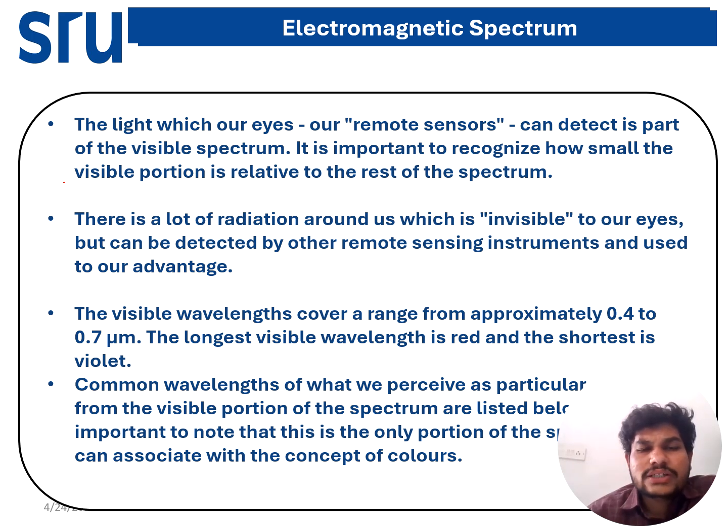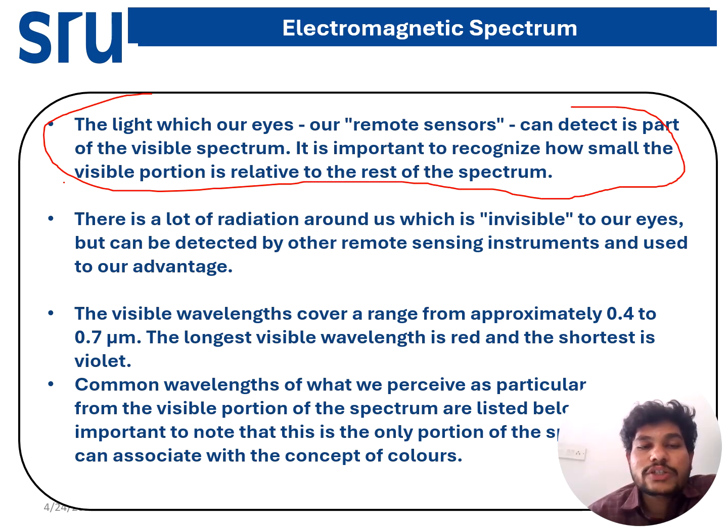There is a lot of radiation around us which we cannot see. The radiation which we can see is called the visible portion of the spectrum or visible radiation, and which we cannot see is invisible radiation. But just because we cannot see it does not mean that it is not there. So that invisible radiation we have to detect with a different instrument like a spectrophotometer, which has its own different advantages. So one is the visible portion or visible spectrum, which has different wavelengths.